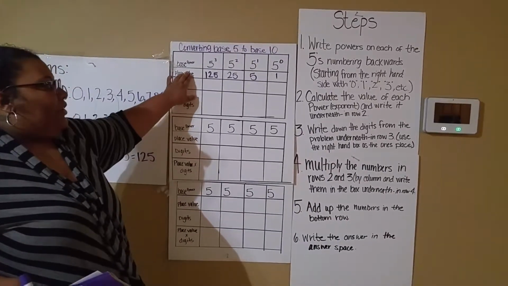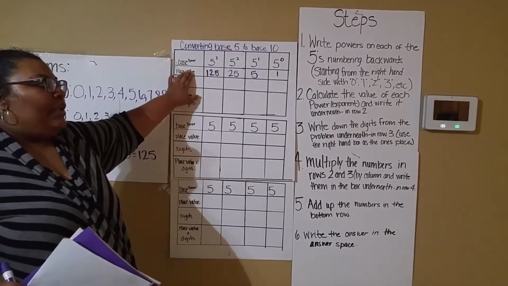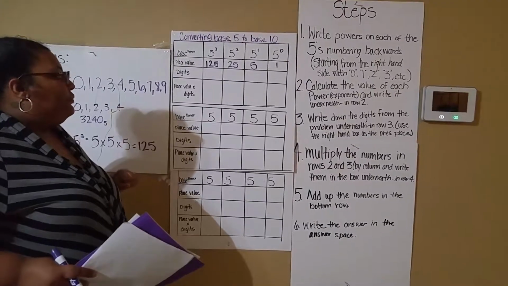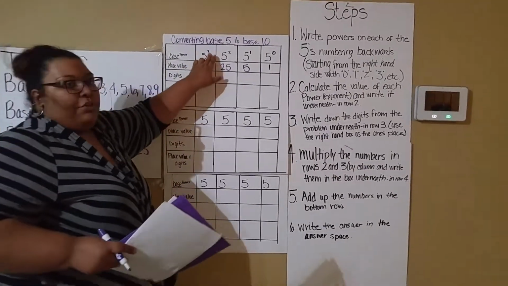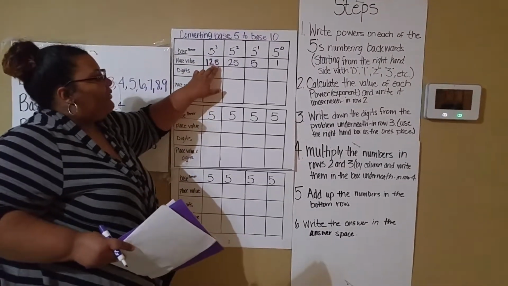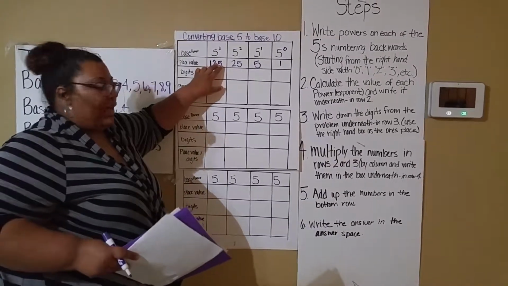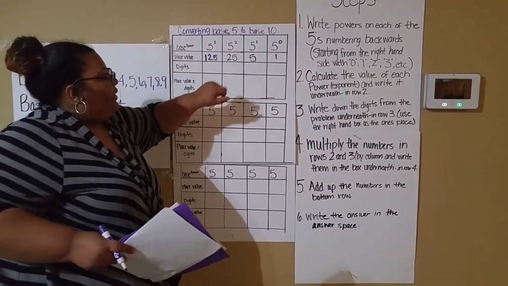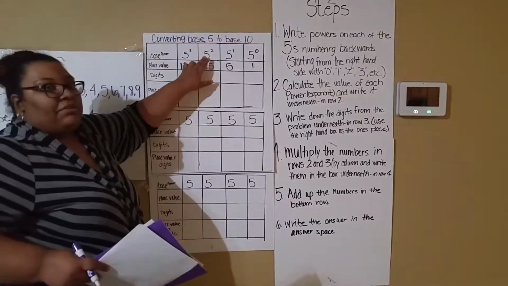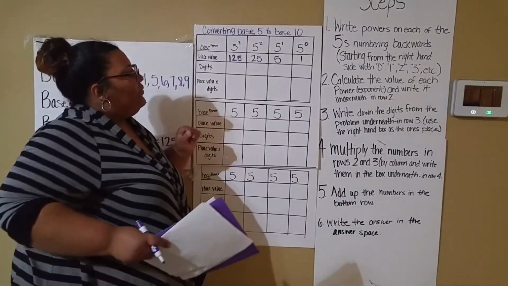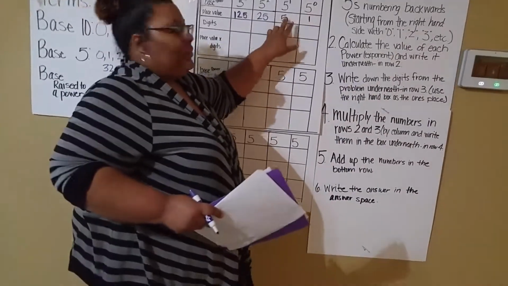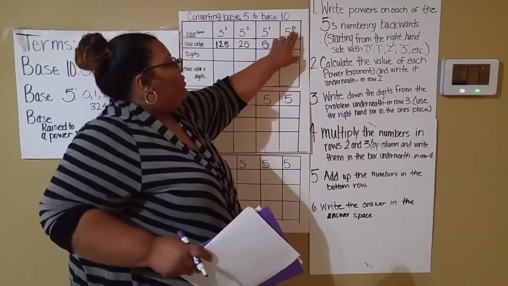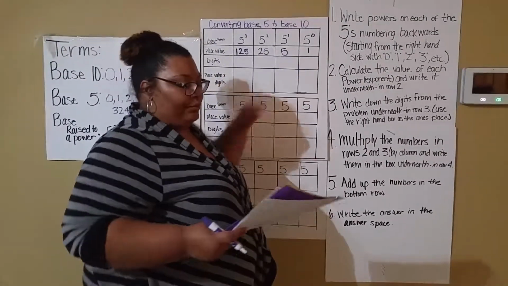Second step is we calculate the value of each power and write it underneath in row 2. 5 to the third power is 125. That's 5 times 5 times 5. 5 to the second power, 5 times 5 is 25. 5 to the first power is 5, and 5 to a 0 power is 1.